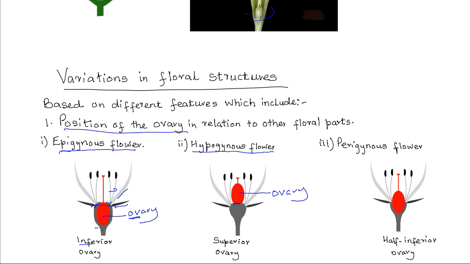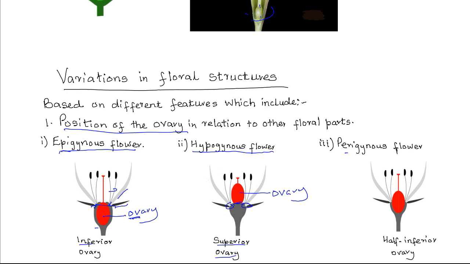And as you can see on the receptacle, the ovary is above the other floral parts. That is the hypogynous flower. And because the ovary is above other floral parts on the receptacle, the ovary is said to be superior.